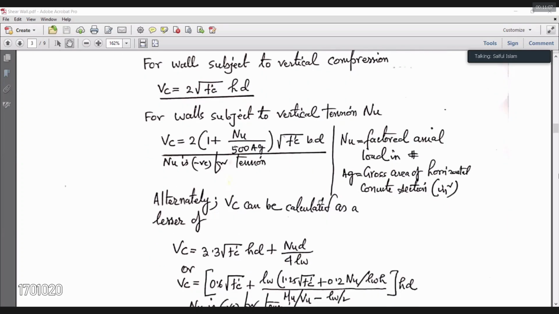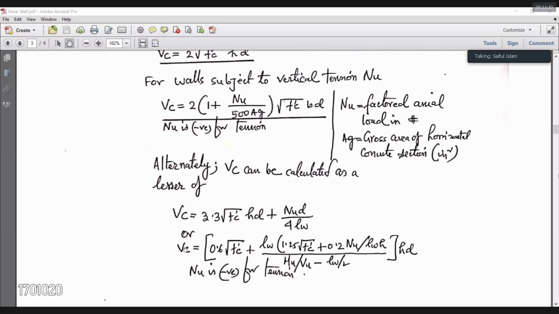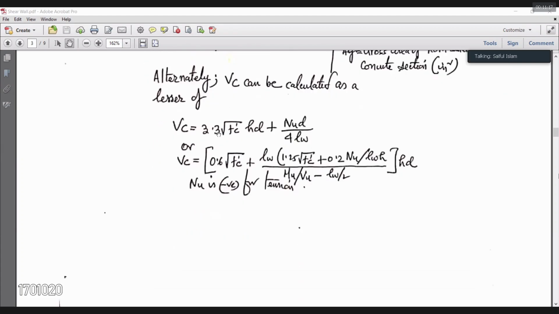Alternately, Vc can be calculated by this formula also. These are all numerical formulas, so you can use the simplified formula, no problem, in your problem solutions.